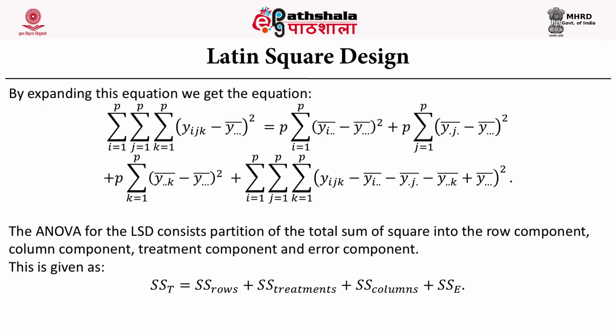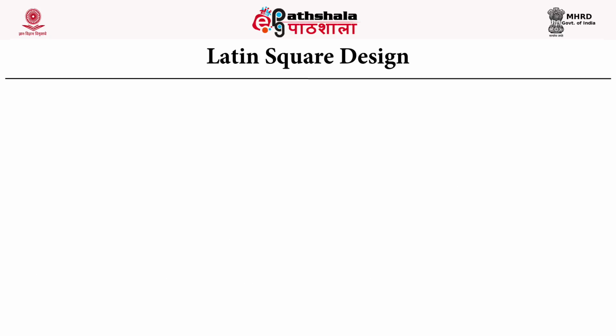The ANOVA for the LSD consists of partition of the total sum of squares into the row component, column component, treatment component and error component. This is given as sum of square of total, which is equal to sum of square of row plus sum of square of treatment plus sum of square of column plus sum of square of error.